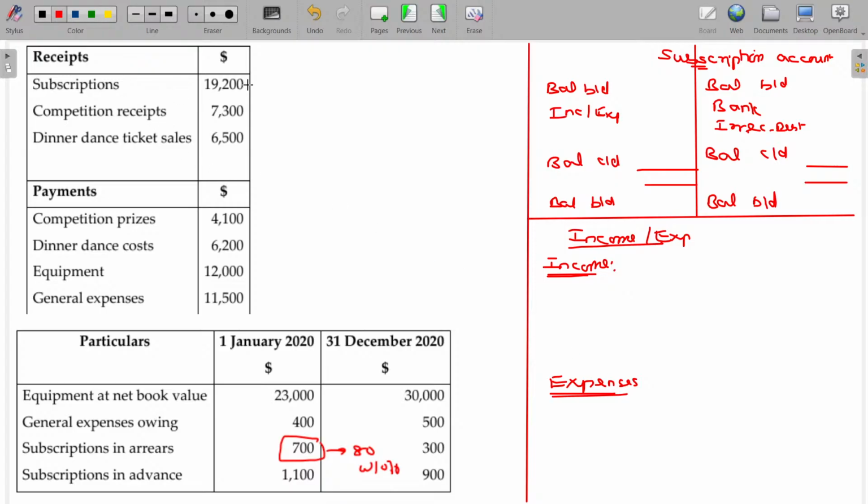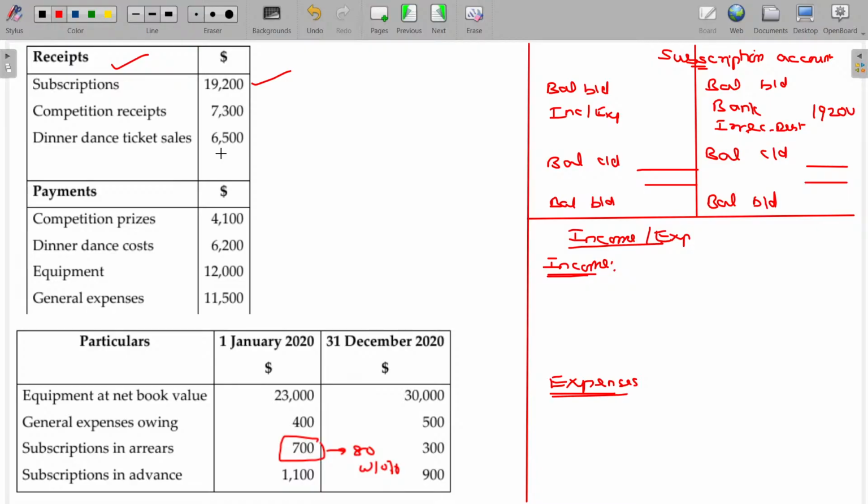And subscription receipts 19,200 should be posted here, receipt side. Competition receipts and dinner dance ticket sales. These are the special events or special business like. This will be separately worked out.